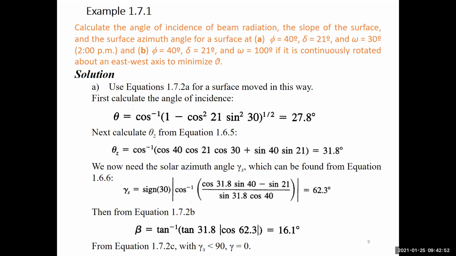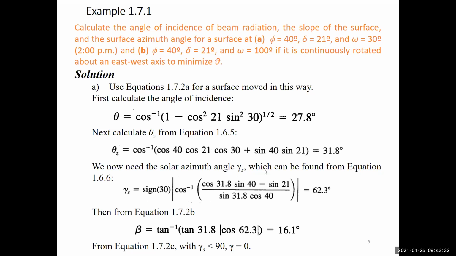This is versus another condition where for the same latitude, for the same value of delta, the value of omega has changed. And changing the value of omega definitely means that we are changing the hour in the day. And this is all if it's continuously rotated about the east-west axis to minimize theta. So the last statement in that example specifies which set of equations we have to use. You have to look for the equations that are dealing with rotation around the east-west axis for continuous rotation.